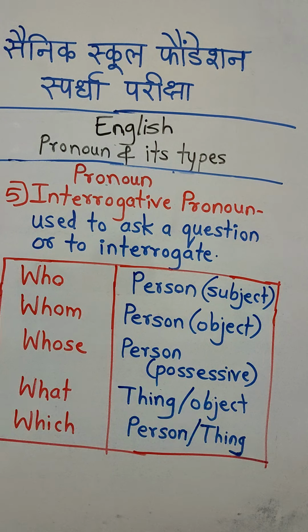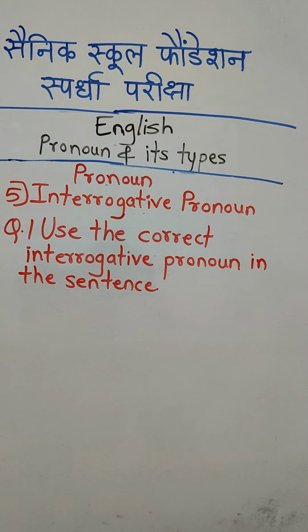Now suppose we are given a group of people or things. From that group we are talking about one person or thing. To talk about him we will use the pronoun which to ask a question. That means whenever we have a choice of options, we will use the pronoun which to ask a question here. Now suppose we have been given question number 1, use the correct interrogative pronoun in the sentence.